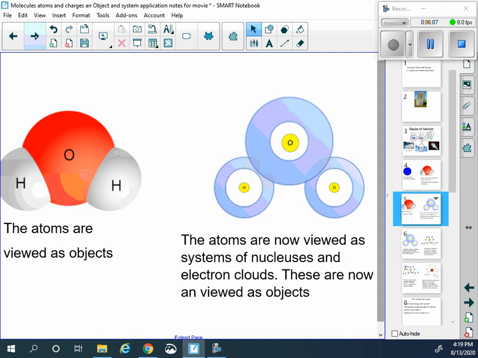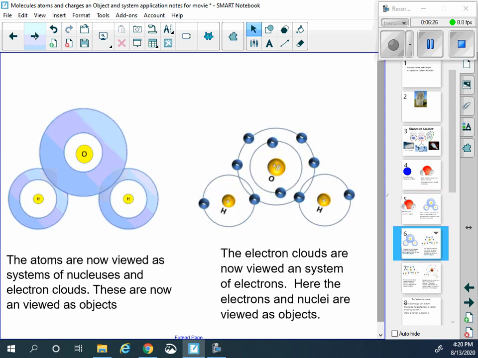And the shape of the atom has part to do with the shape of the electron cloud. Also, the polarity has something to do a bit with the shape of the electron cloud. And so we have these parts. But why is the oxygen cloud larger than the hydrogen cloud? Well, once we take a look at the cloud and realize it's a system of electrons, we can see that the oxygen has more electrons in it than hydrogen.